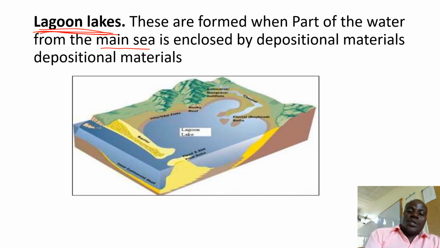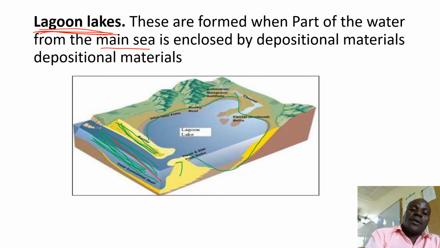For example, if you check on the diagram, this is the main sea. The main sea is here. And here there is a growing sand spit, sandbar, cuspates, etc. And when these sand spits enclose a small water body separated from the major water body or the major sea, this enclosed water body forms what we call a lagoon lake.